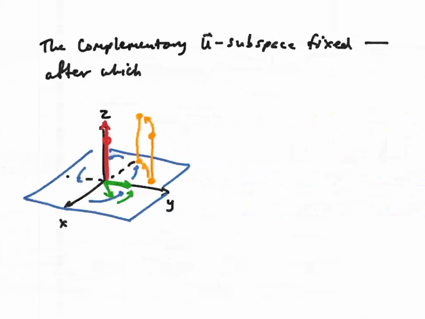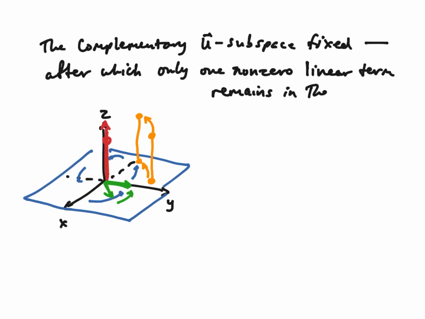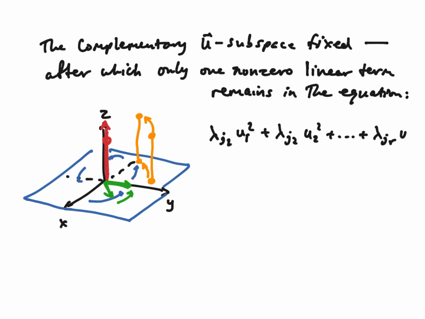Okay, after we perform this rotation, essentially only one non-zero linear term remains in the equation. The equation then becomes like this. You still have all the same quadratic terms because I didn't touch the u's. But now there's only one linear term, and we can write it on the other side of the equation.